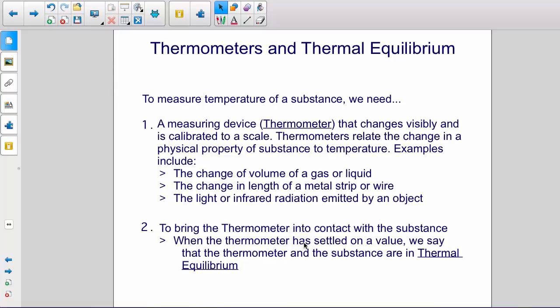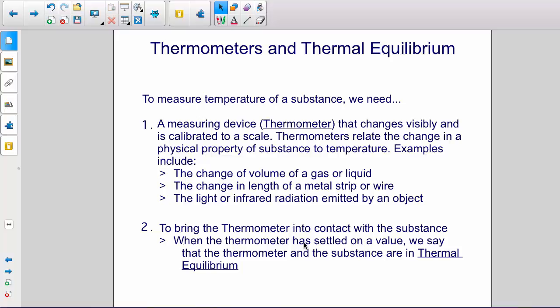How can we measure the temperature of a substance? First of all, we need a measuring device. We call that a thermometer. The thermometer changes visibly, and it's calibrated to a scale. Thermometers relate the change in a physical property of a substance to temperature. For example, the change of volume of a gas or liquid, or the change in length of a metal strip or wire. We'll look at these changes next.